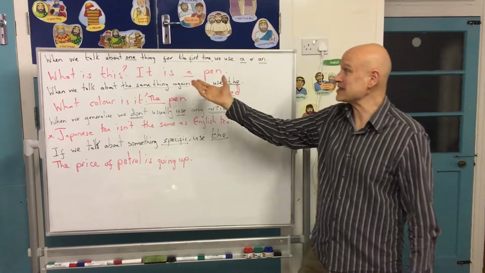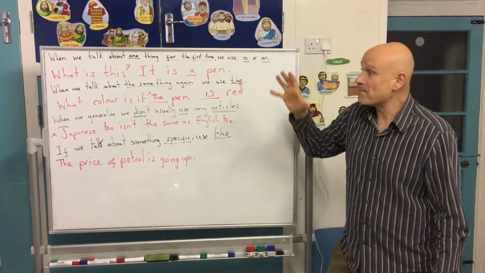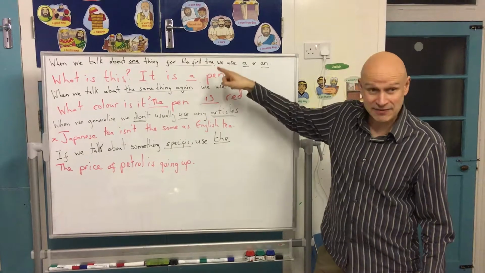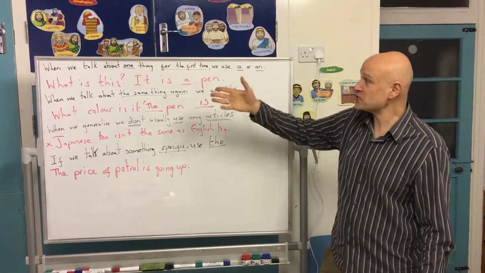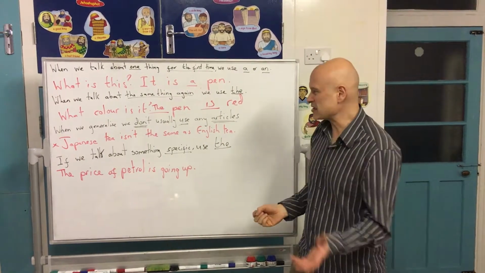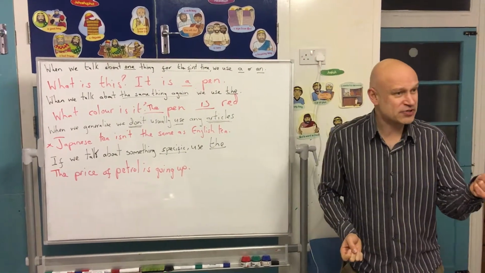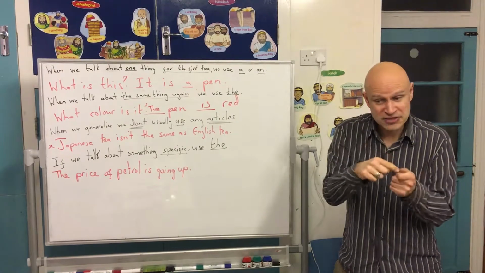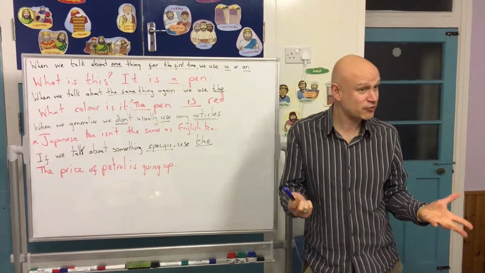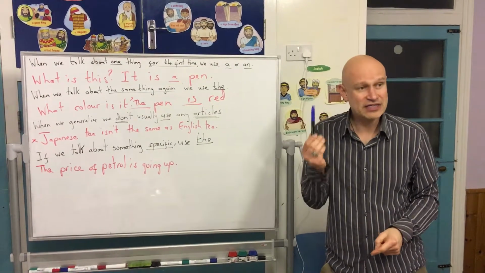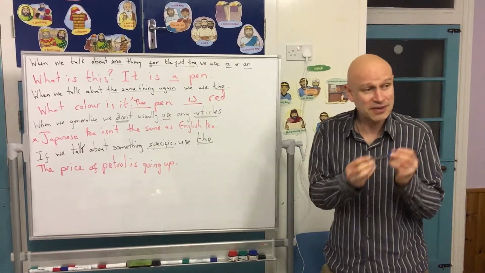Here's an example. What's this? It's a pen. But when we talk about the same thing again, we use the. What's this? It's a pen. Oh, what colour is it? Oh, the pen is red. What colour is the pen? Because we're talking about the specific pen. The pen here is blue. What is it? It's a pen. What colour is the pen? The pen is blue. When we talk about it a second time, it becomes the.